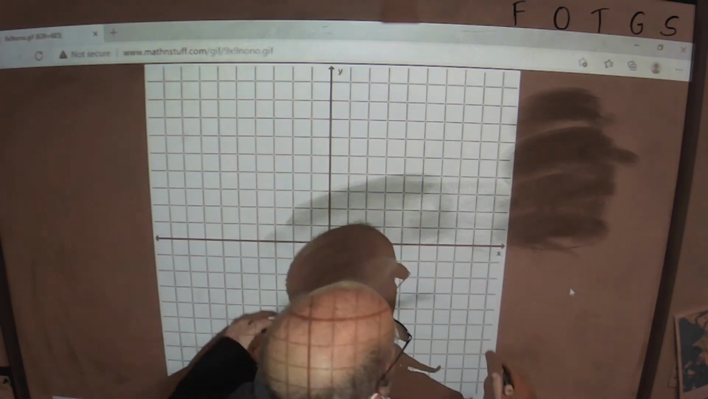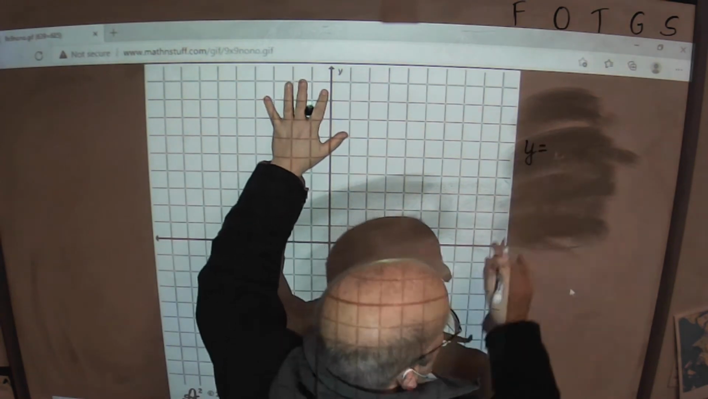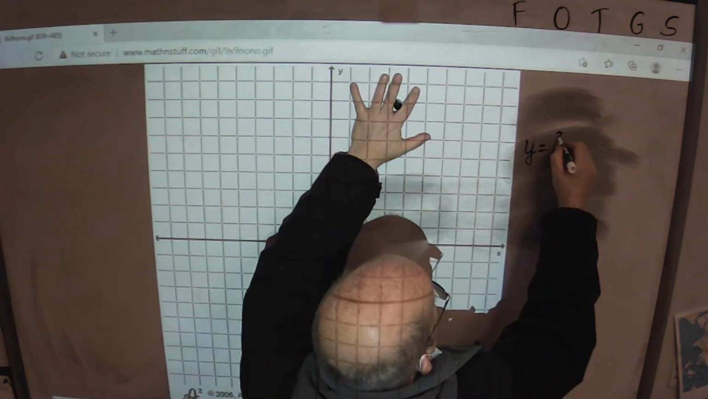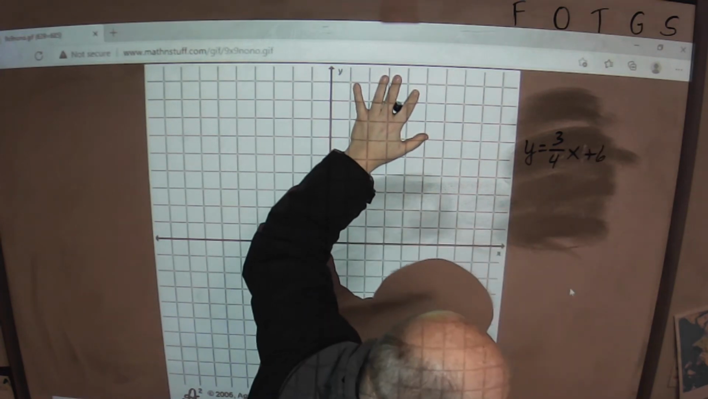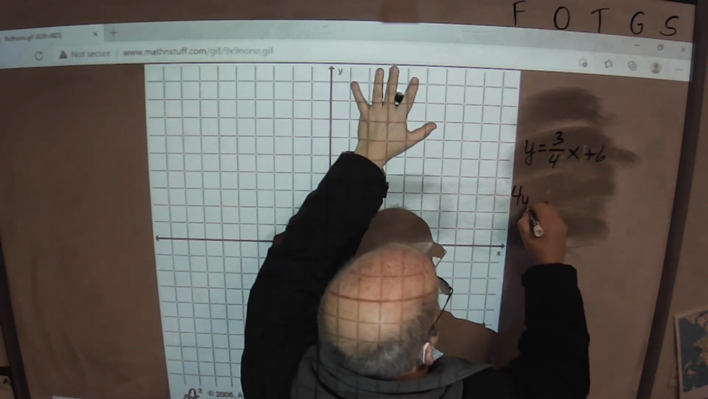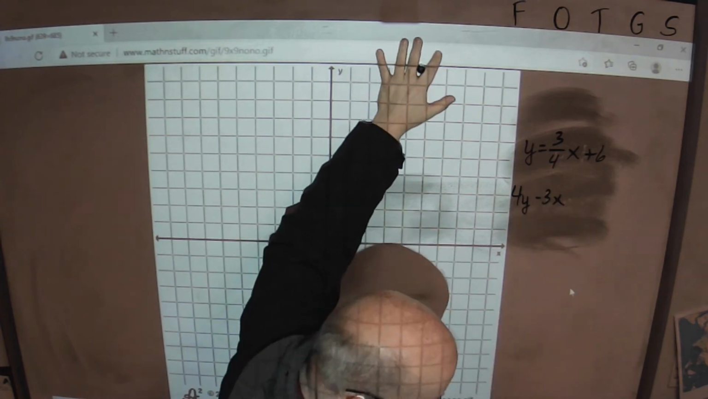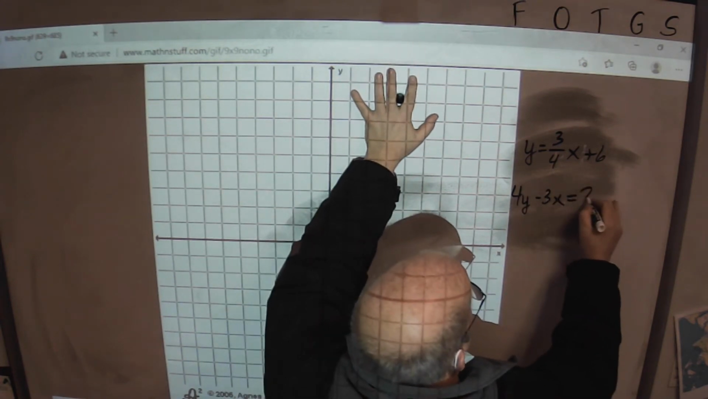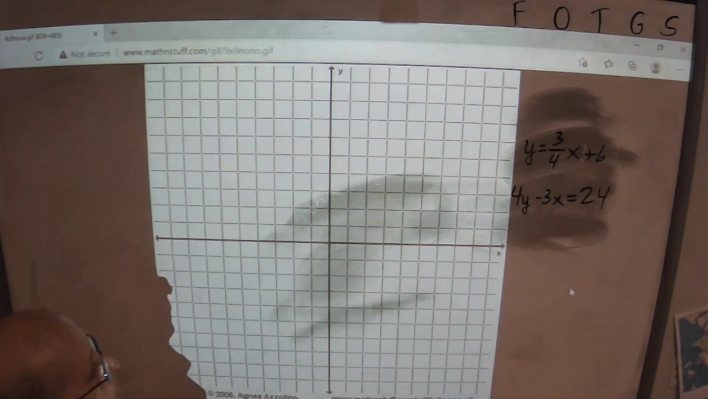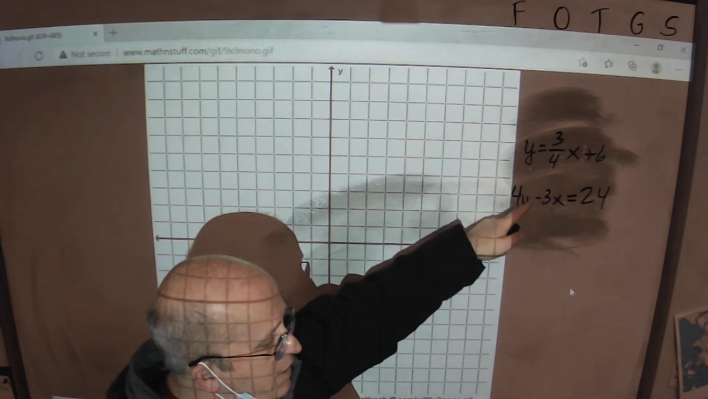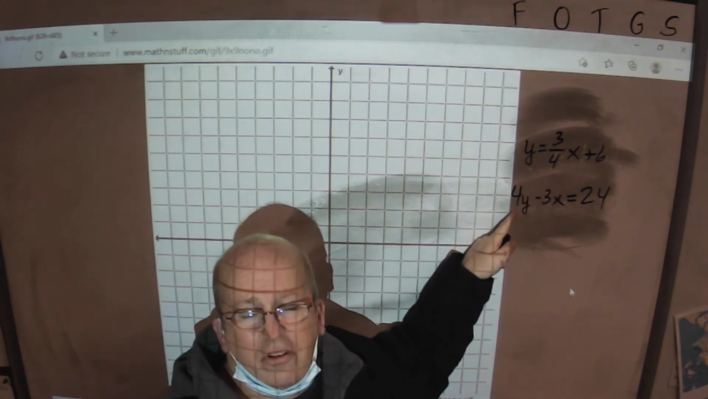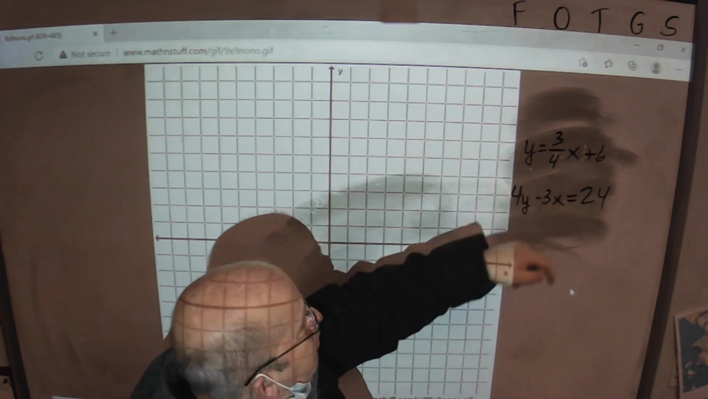What if I wrote y equals 3/4 x plus 6? And the second one is 4y minus 3x equals 24. What do you notice right off the bat? I can graph this one. But I can't graph this one until I turn it into slope-intercept form. So let's graph this one first.